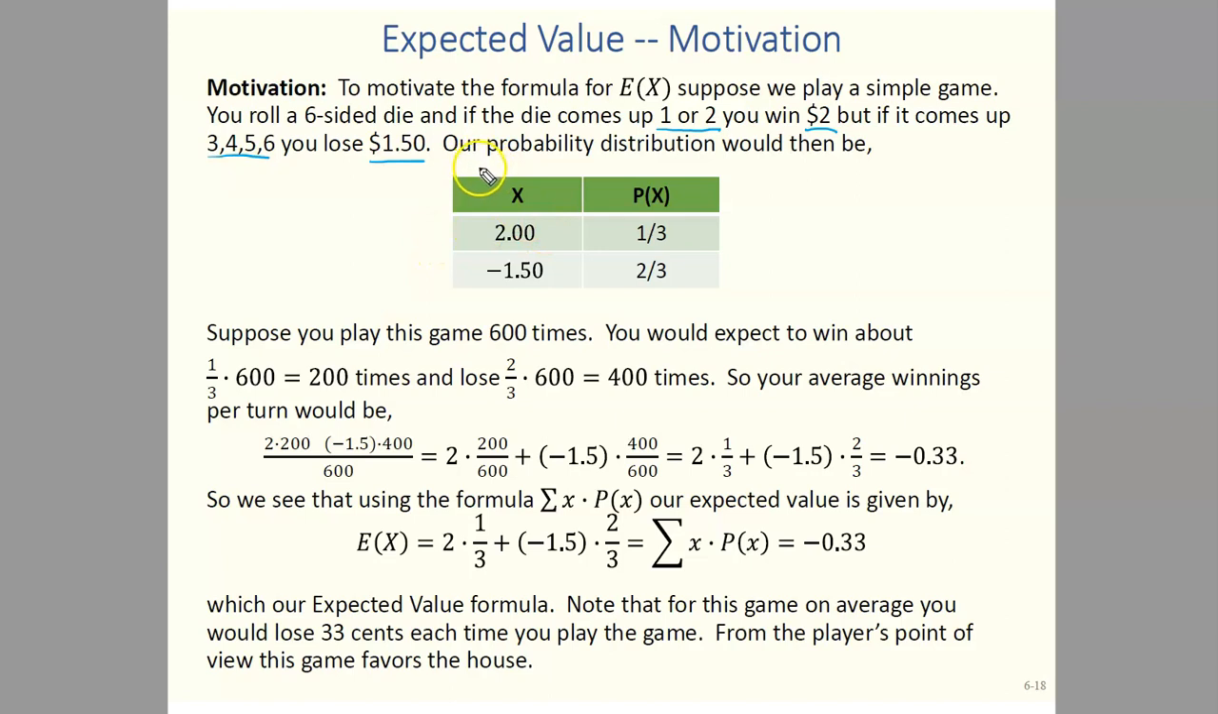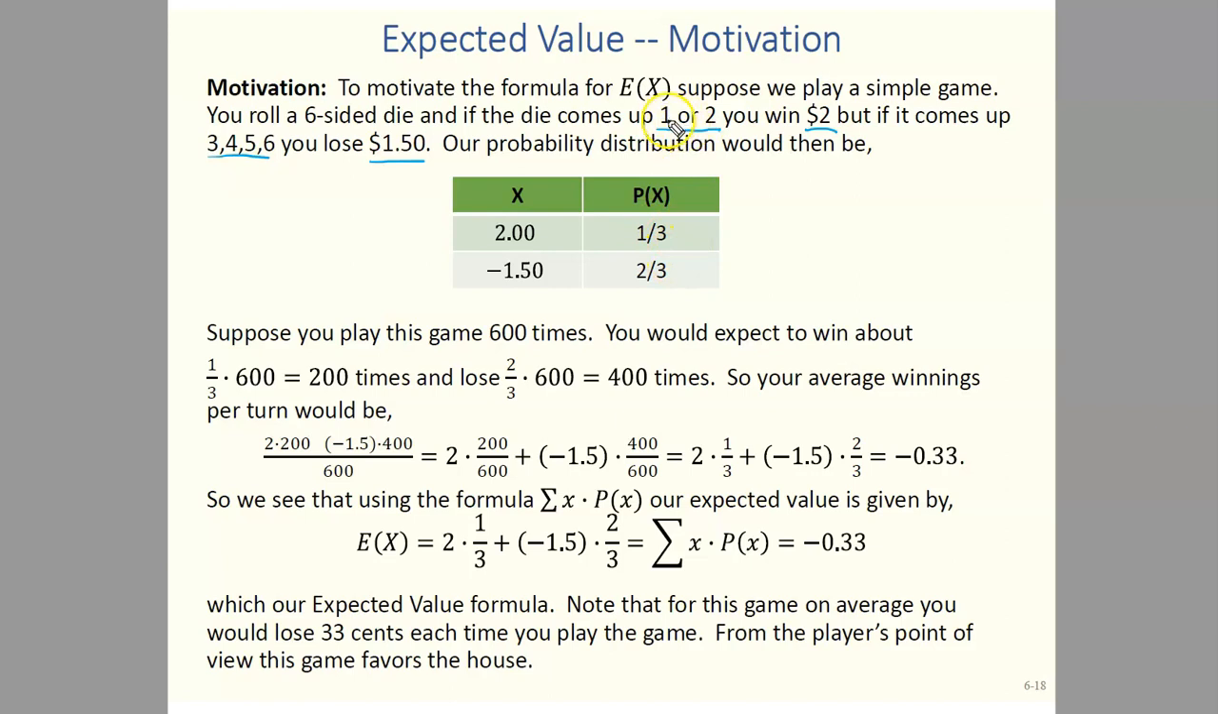So let's calculate the mean outcome per turn for this game, or the mean or expected value for the probability distribution that we have pictured here. Now this is our probability distribution. Notice that our outcomes can either be a 2, we win $2 with a probability of 1/3. Where does that 1/3 come from?